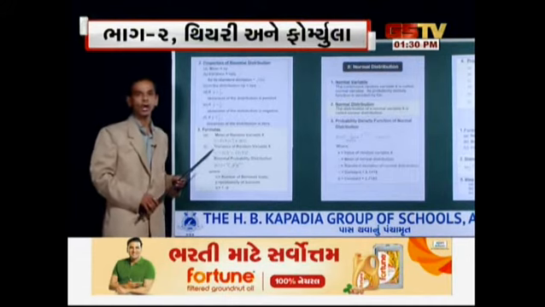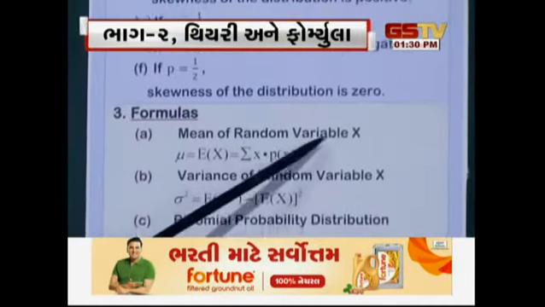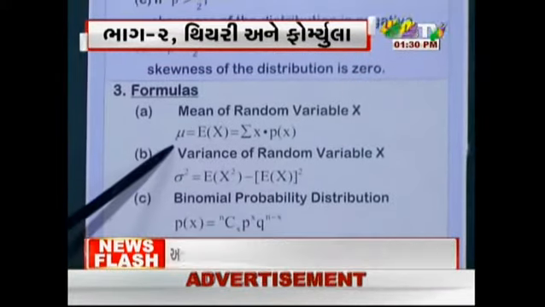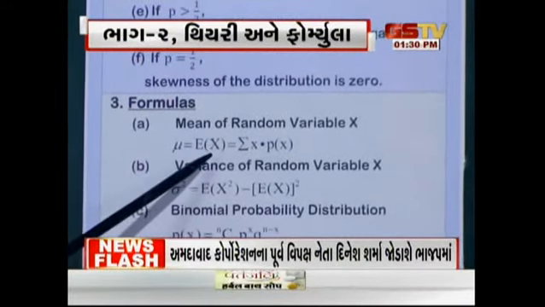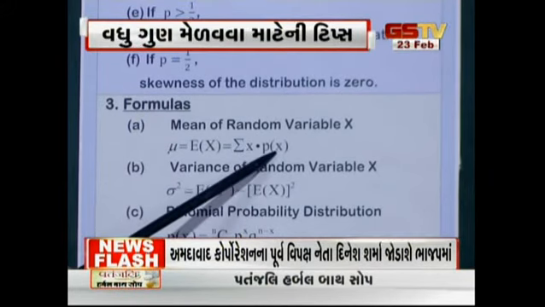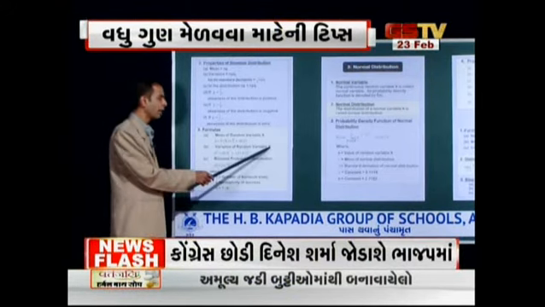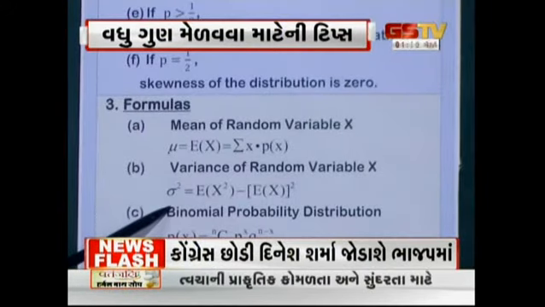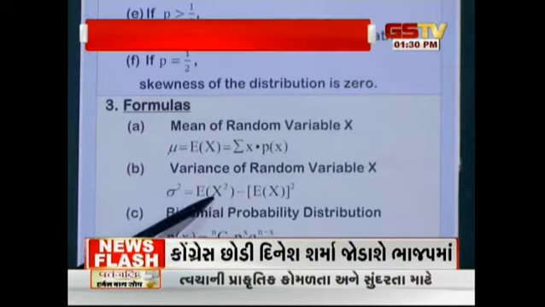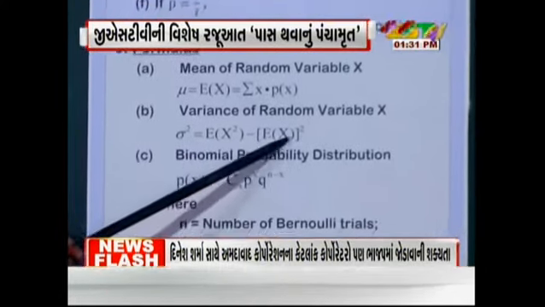Now come to the formula of chapter 2. First, mean of random variable x. Mean, it's also known as sigma x. The formula is sigma x into p of x. Second, variance of random variable x, denoted by delta square or sigma x square. The formula is sigma x square minus sigma x whole square.